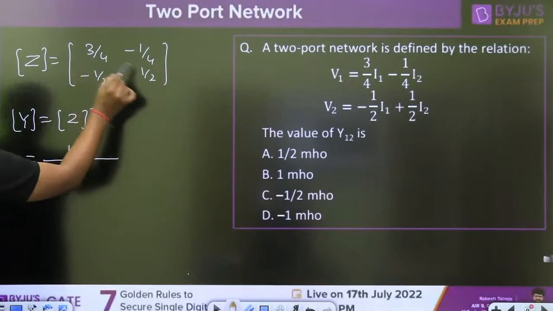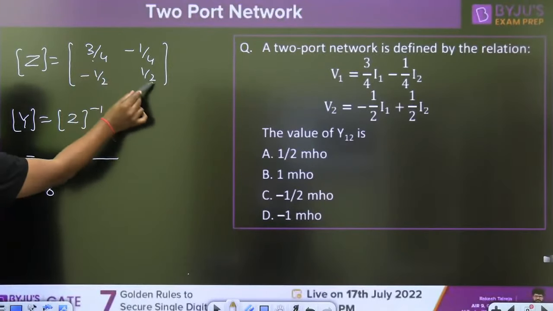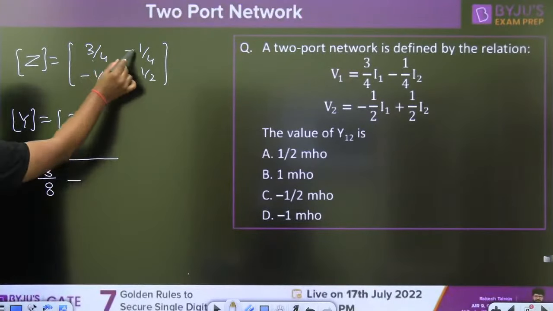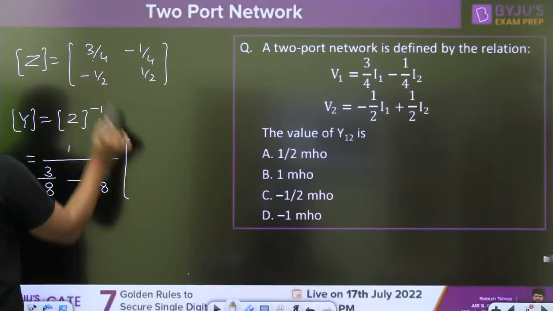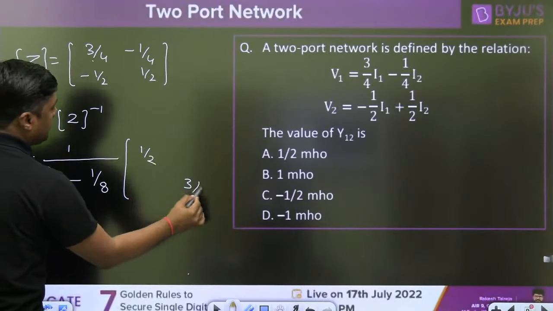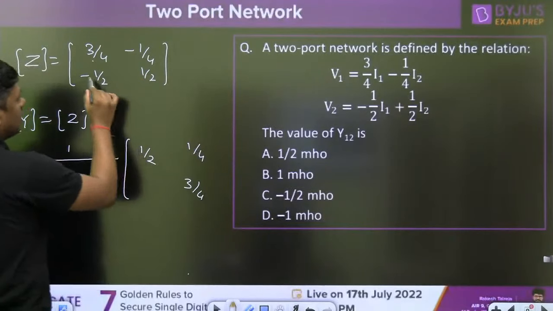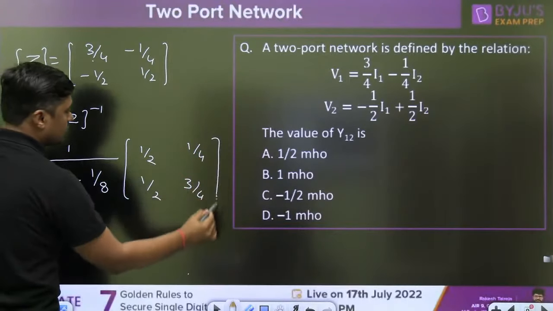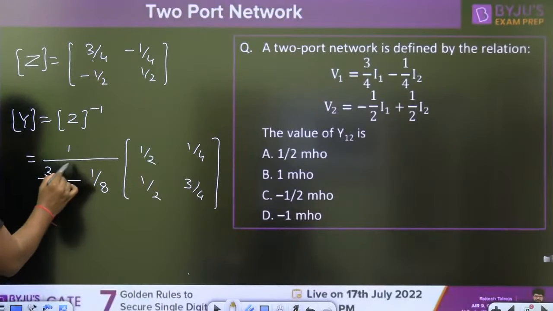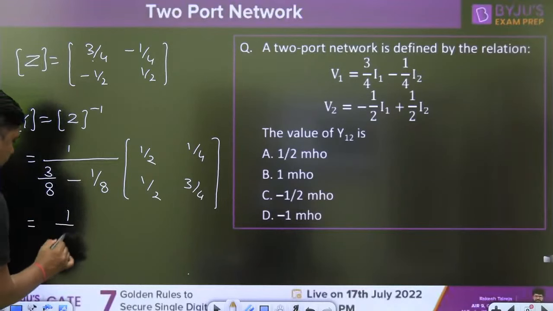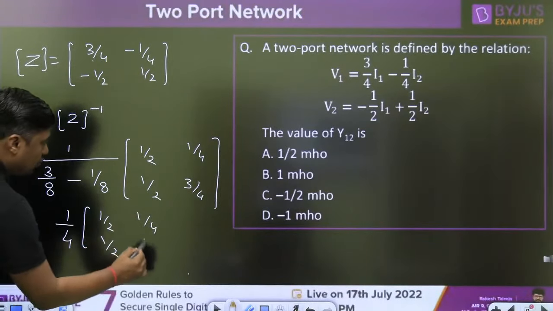Determinant of this: 3 by 4 into 1 by 2, this will become 3 by 8, minus plus, and it will become 1 by 8. Change the position, it will become 1 by 2, it will become 3 by 4. And change the sign of this, 1 by 4, 1 by 2. And then this is the 2 by 8, this is nothing but 1 by 4. 1 by 2, 1 by 4, 1 by 2, 3 by 4.